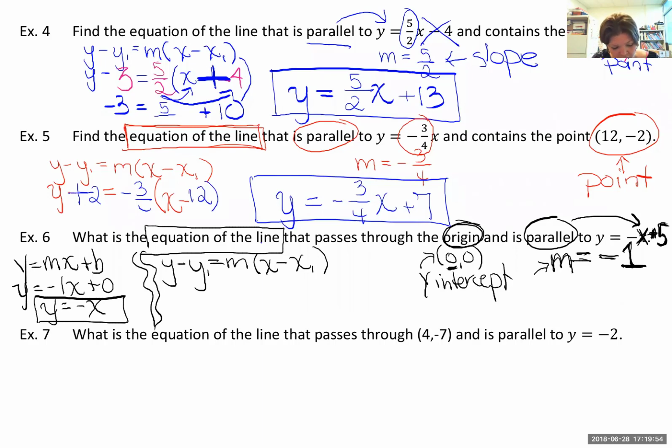Let's check. Y minus y1. Well, y1 is my y value. My y value and the intercept is 0. Equals m. My m was -1. So -1 times x minus x1.